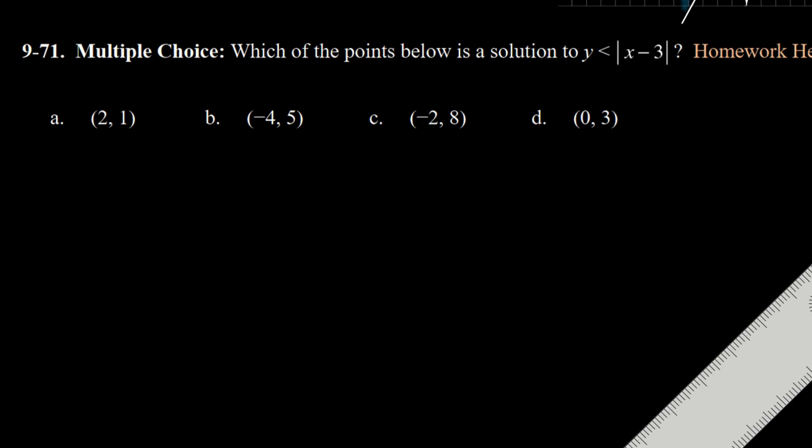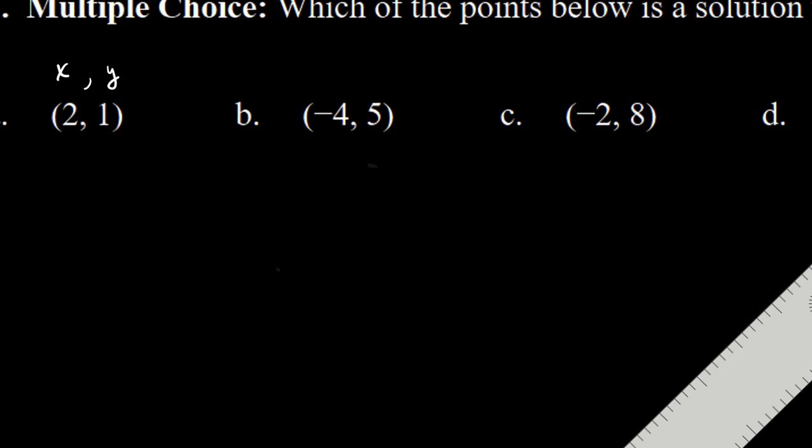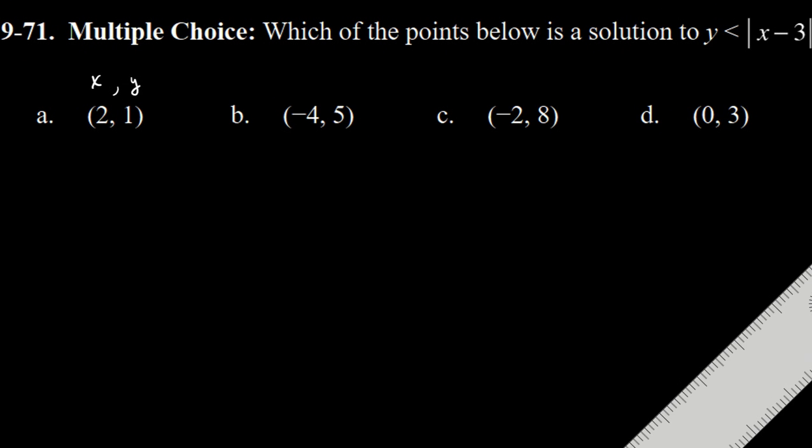Question 71 says, it's multiple choice. It says, which of the points below is a solution to the absolute value of y is less than x minus 3. And I'm just going to start by plugging in some points and seeing what we get. Remember, for any ordered pair, of course, we have an x value and we have a y value. So we'll just go ahead and look at these. I have to keep this on screen so I can see it.